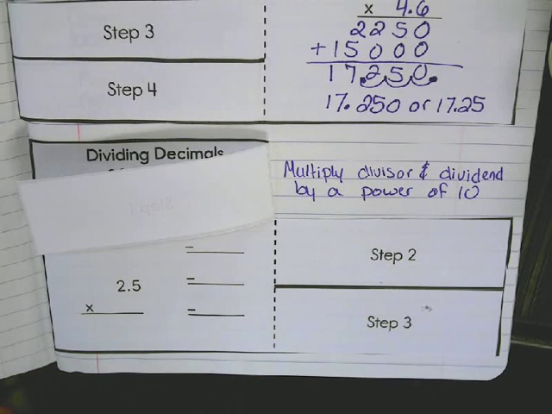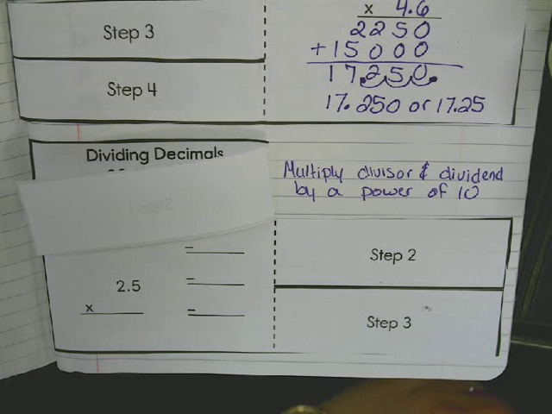Can you read that again? Multiply divisor and dividend by a power of 10. So are you always going to multiply it by 10? No. A power of 10 could mean 10, it could mean 100, it could mean 1,000. Could it be a million? Okay, it could, if you have to move the decimal that many places. Or a billion? Yeah. Or 5 million?